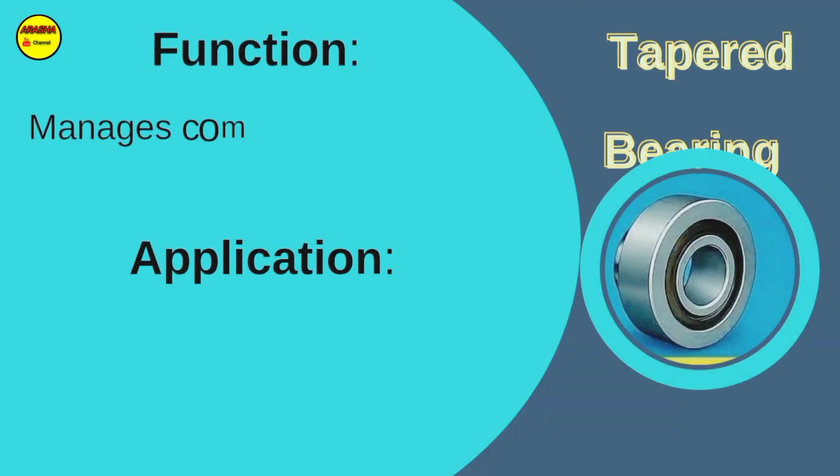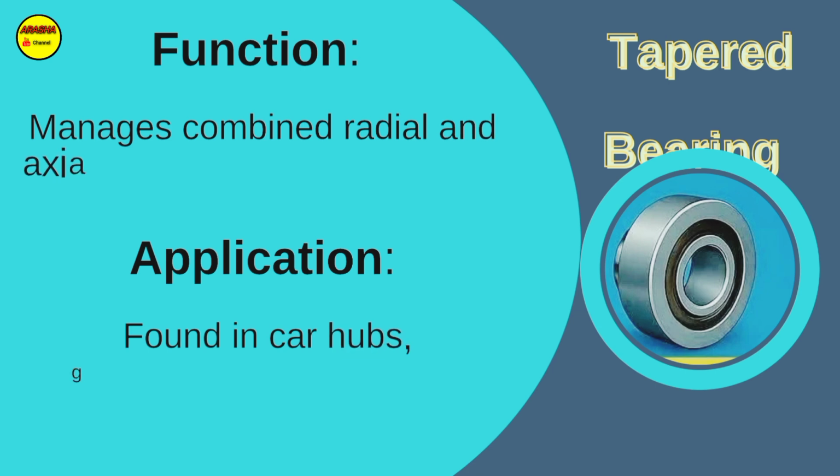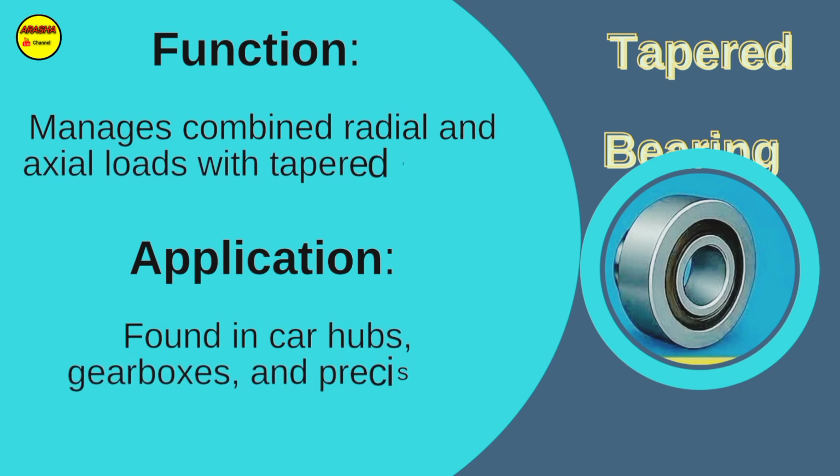Tapered bearing. Function: manages combined radial and axial loads with tapered rollers. Application: found in car hubs, gearboxes, and precision machinery.